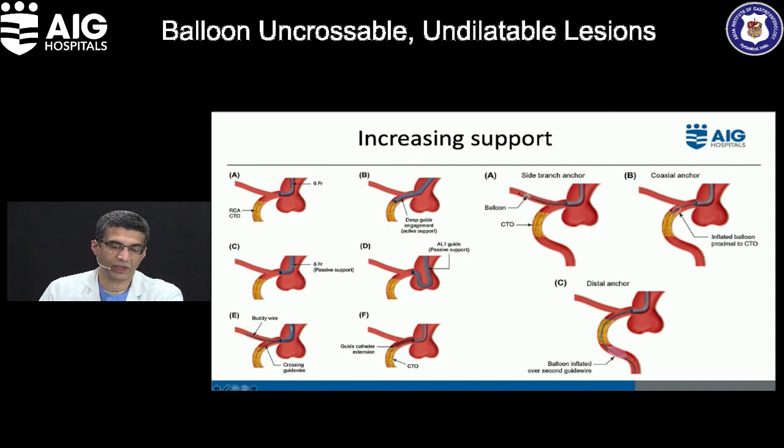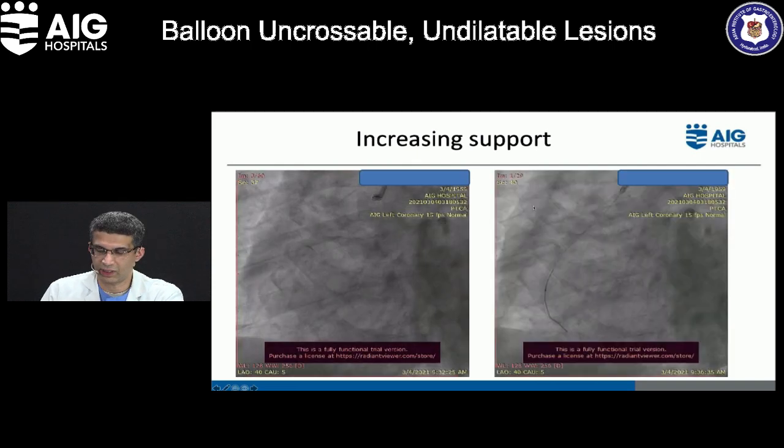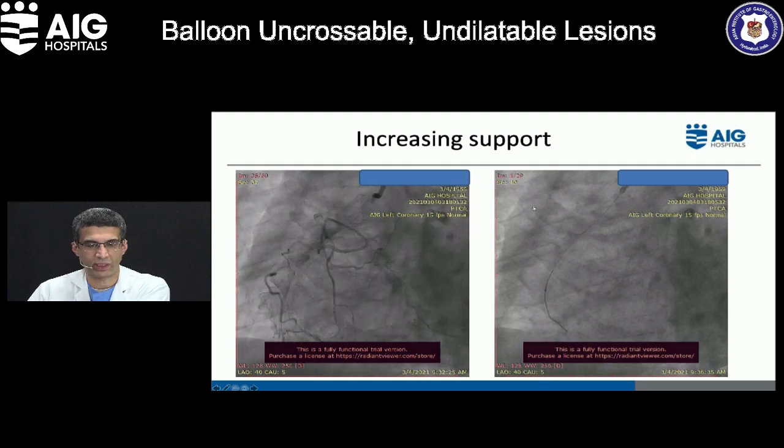You can increase the French size. So from 6, if you go to 7 or 8, it keeps increasing. You can change the guide. As we know, AL1 is one of the best guides as far as support is concerned. You can use a buddy wire, you can use a guide extension, any of these, and of course, you can use a balloon anchoring technique. It could be distal or proximal balloon anchoring, or it could be in a side branch. The commonest which we use is in a side branch.